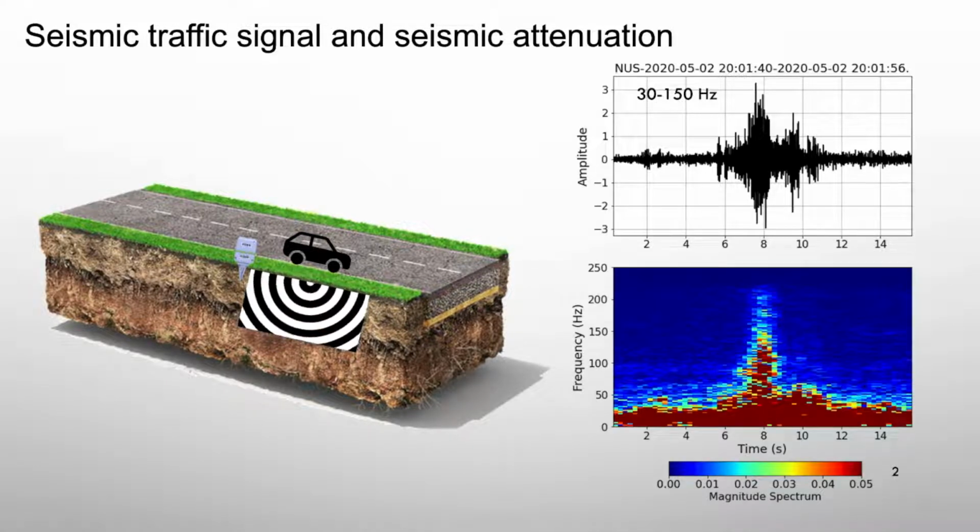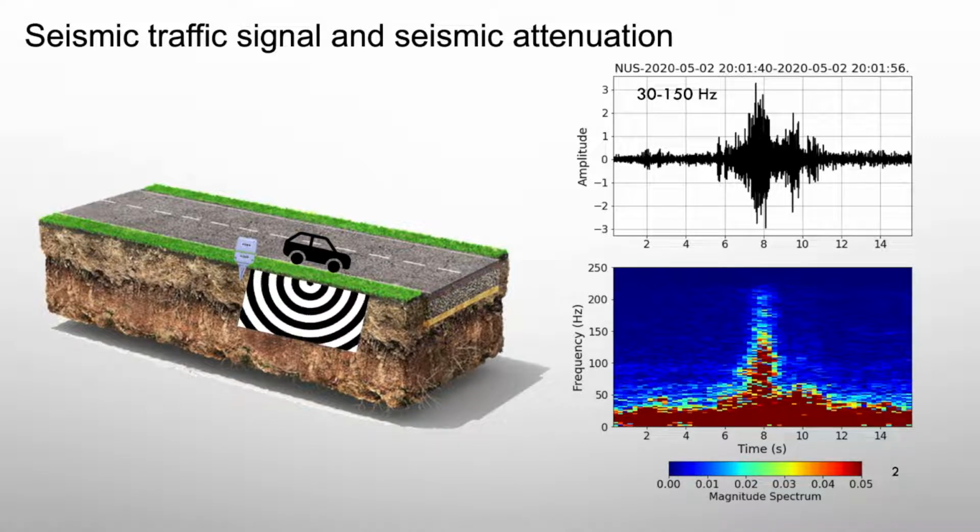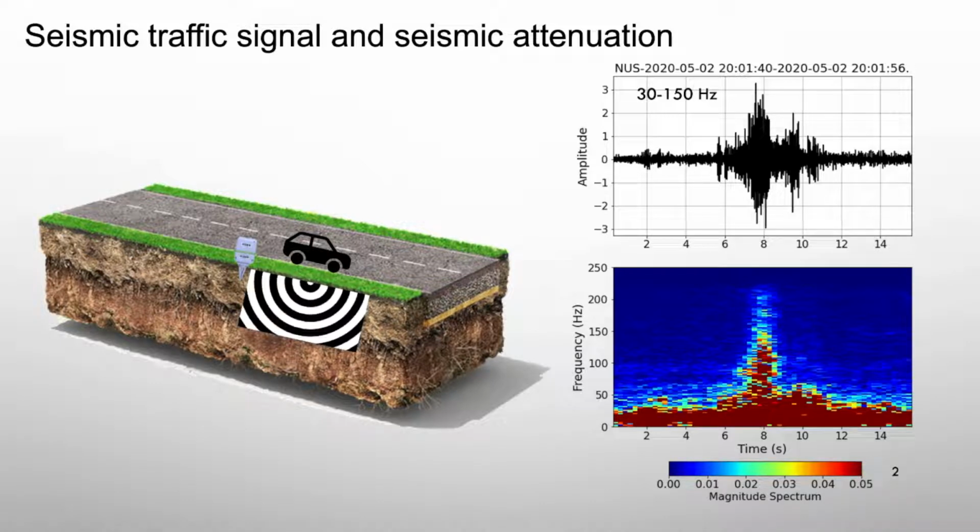This figure shows the 20-second-long seismic data, which contains a traffic signal generated by one motor vehicle and its corresponding energy distribution in the time-frequency domain, which we call spectrogram. I select 3 times on the spectrogram and label them as A, B, and C.